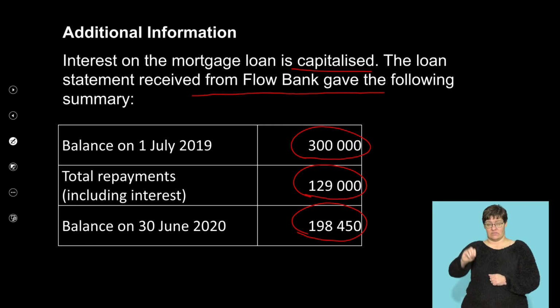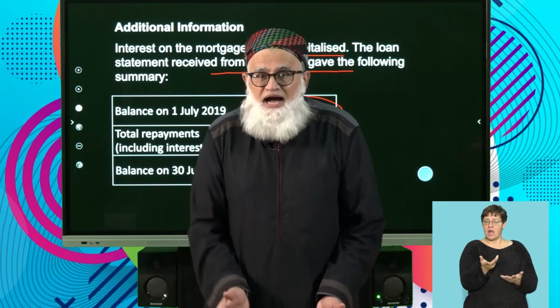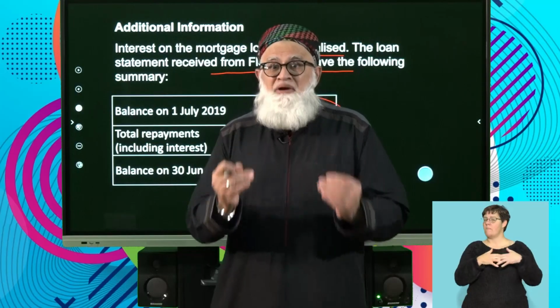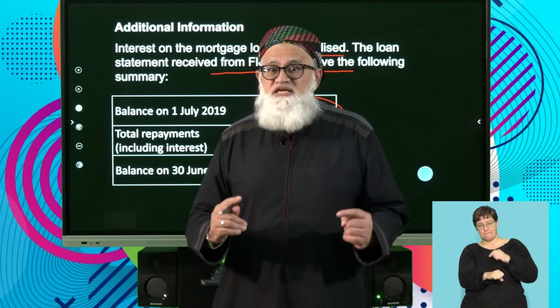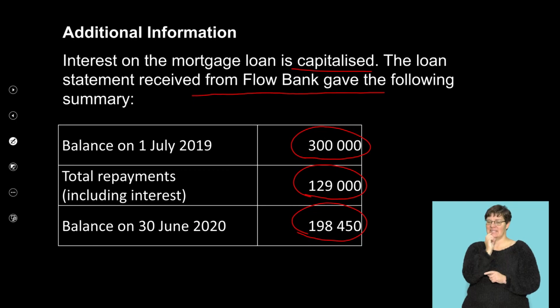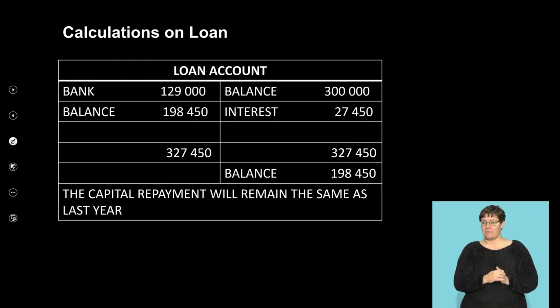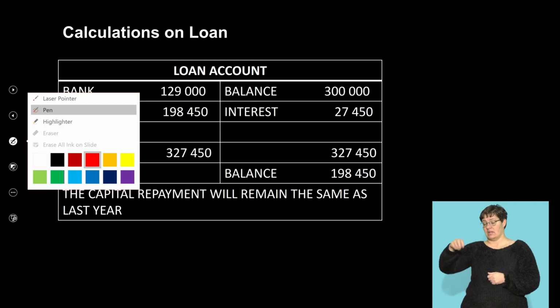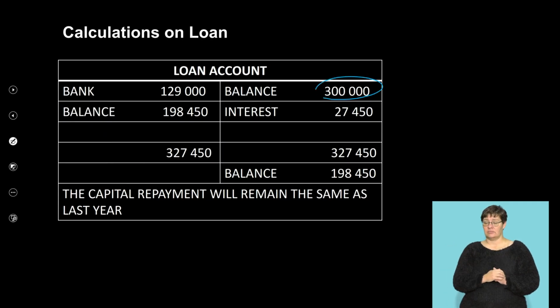Okay, now, like I always say, whenever you have this information, put it in the form of a T account. It will make it much clearer and easier for you to understand. Let's do that. Here we go. There's my opening balance of 300,000. There's my bank figure, repayments including my interest. There's my balance at the end of the year.